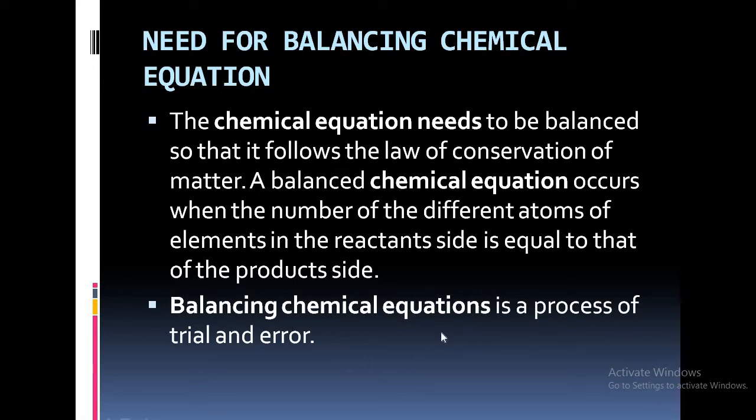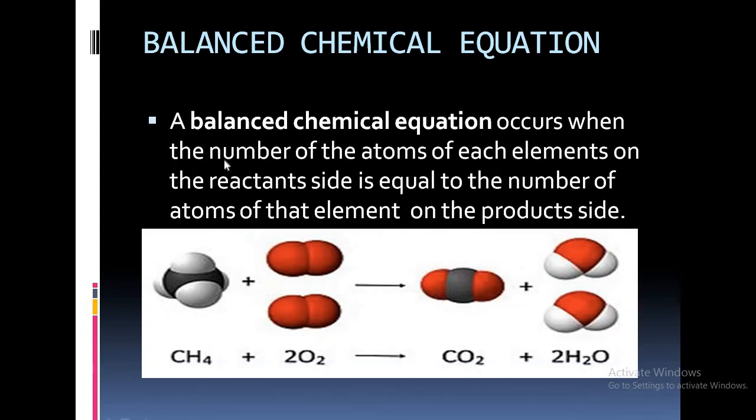So balancing a chemical equation is a process of trial and error method, hit and trial method according to your syllabus or your standard. We will see in the next class about the balancing of chemical equations, and we will basically use the hit and trial method for balancing the chemical equation. There are also other methods, but we will see about the hit and trial method. Now, what is a balanced chemical equation?